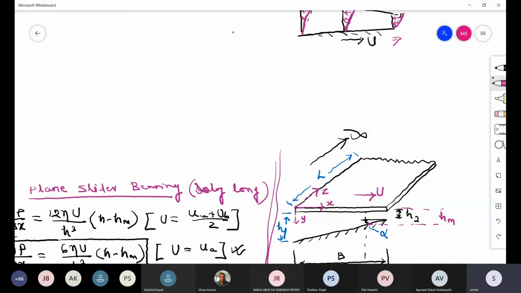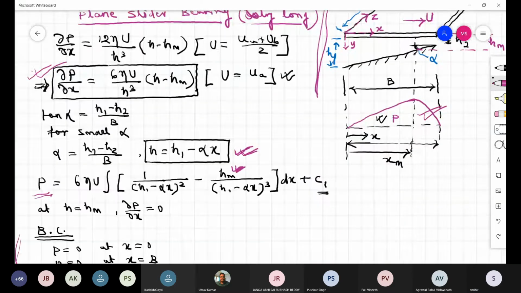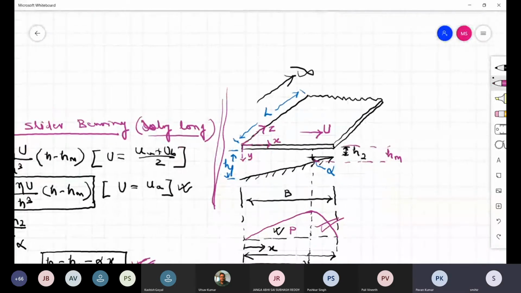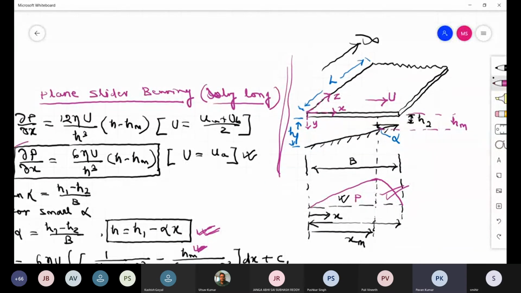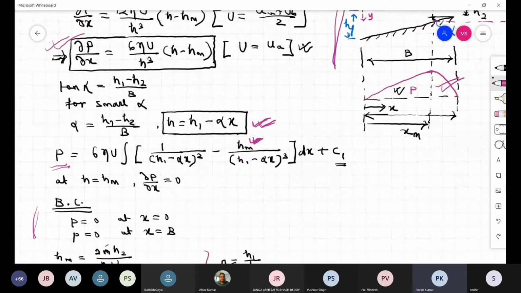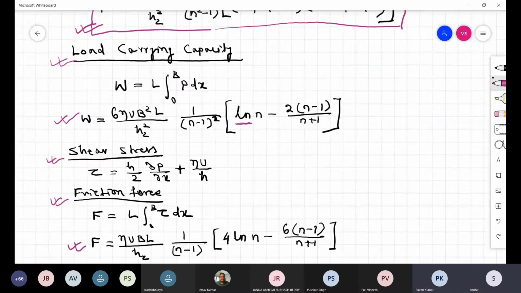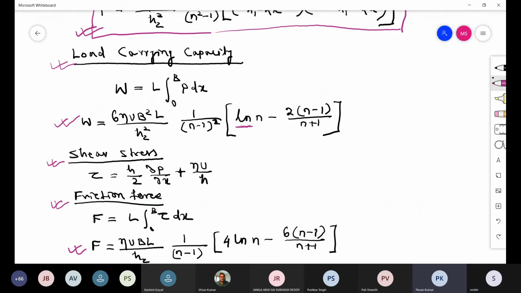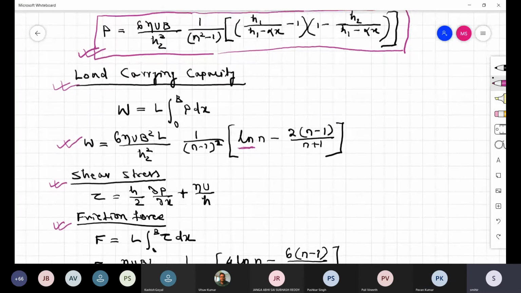Yes, any question? Sir, in that expression for shear stress, you have taken the component eta u by h, right? But that is valid only when the velocity profile is linear. Why? You just check the last class derivation. I suggest you check the last class derivation, what we did. There we have taken eta u by h.